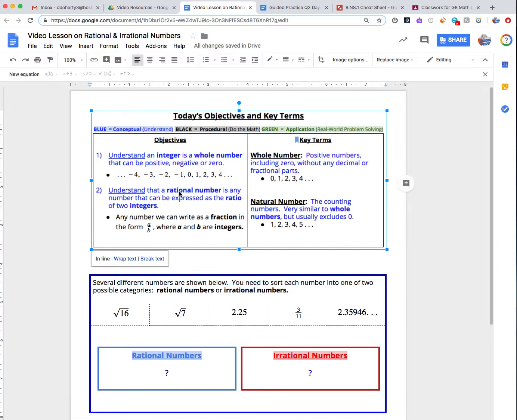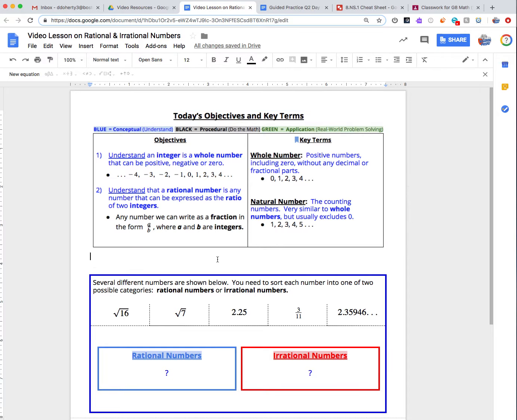It tells us to understand that rational numbers are any numbers that we can express as the ratio of two integers. That's really a fancy way of saying any number that we can write as a fraction, so long as the numerator and denominator, a and b, are integers.